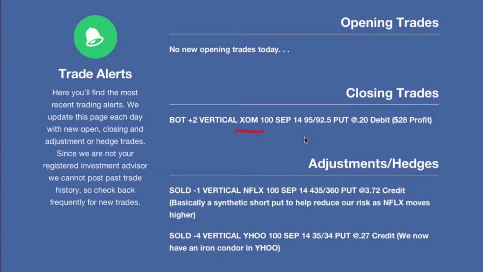So the trade that we closed out of was our short vertical credit spread that we originally had. We originally sold the 95 and bought the 92.5 strikes. So by closing out this trade, we are now buying the 95 to close out and selling the 92.5 to close out the trade. So that's the actual logistics and the mechanics of the trade.